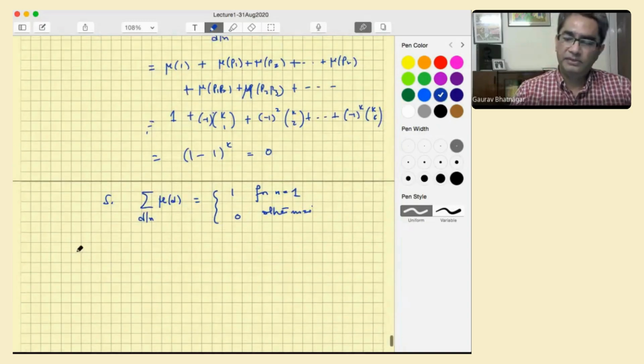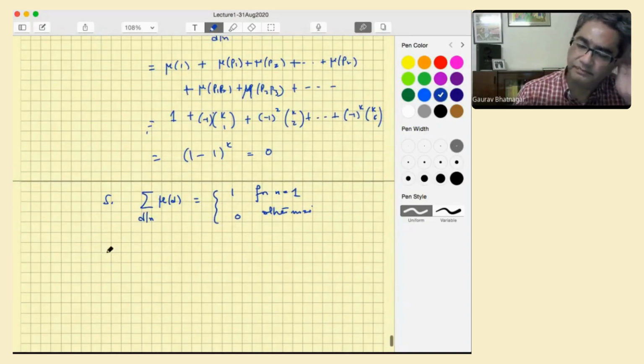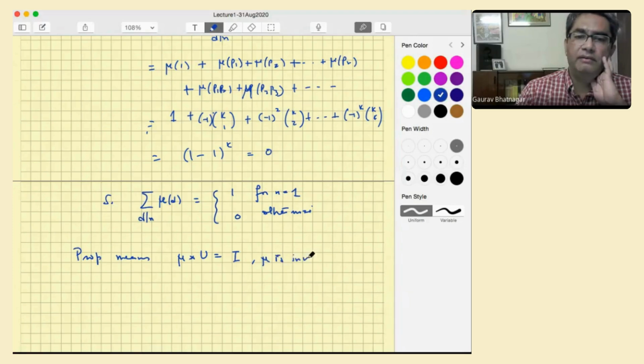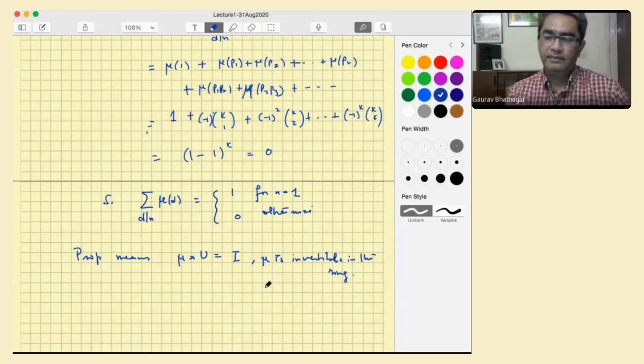So the proposition, what does it mean? The proposition means mu star u is equal to I. So mu is invertible in the ring, right?